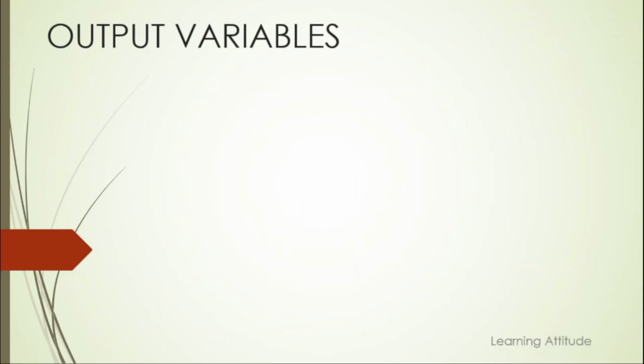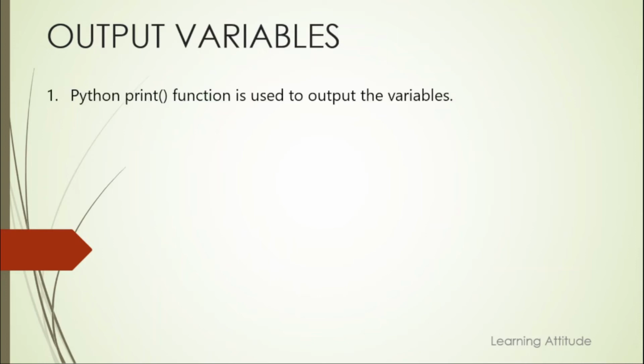Let's move to the next slide. Output variables. How to print the variables in the console. To print the variables, we can use the print function, which is an inbuilt function of Python. In previous examples we have also seen that to print the variables we use the print function. Display multiple variables separated by comma. We can display multiple variables by using a comma in a single print function.